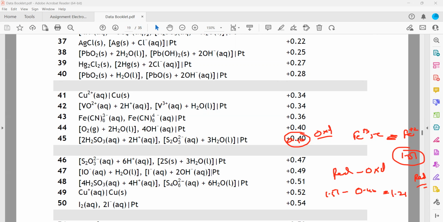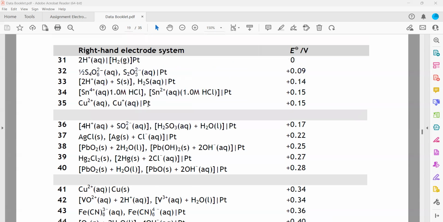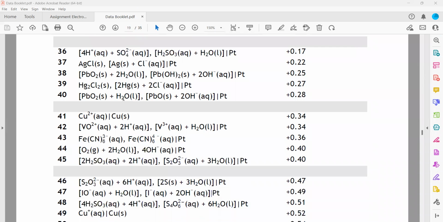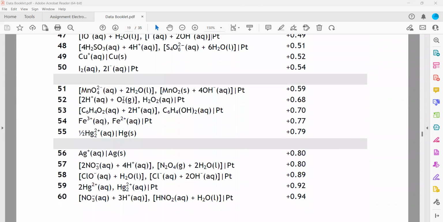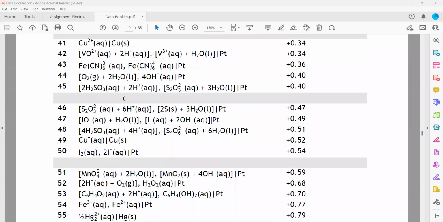I think iron 2 to iron 3 was 0.77, not 1.5. I guess it was 0.77, yeah. So the same idea, 0.77 minus 0.40. So this will give us 0.3. Yeah. The same idea, it will give a positive electrode potential. So this conversion is giving us a positive answer.